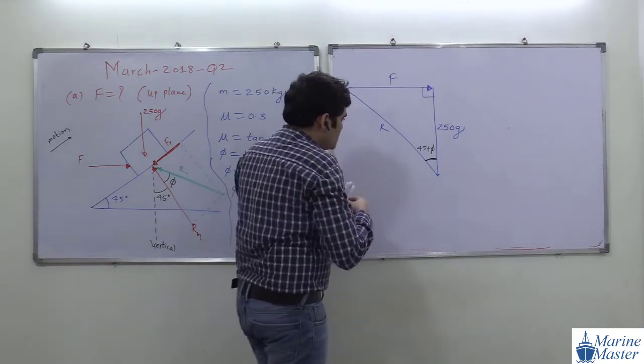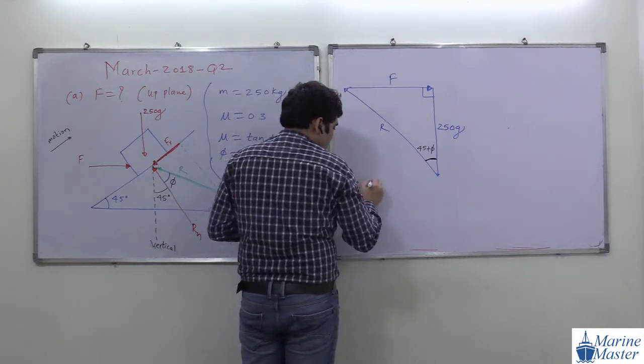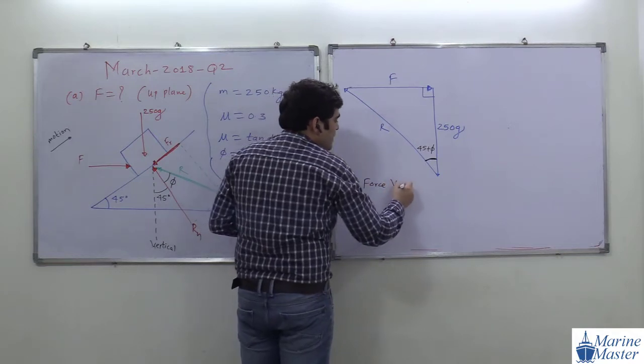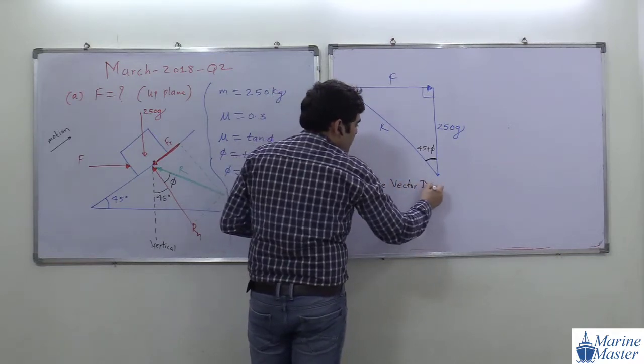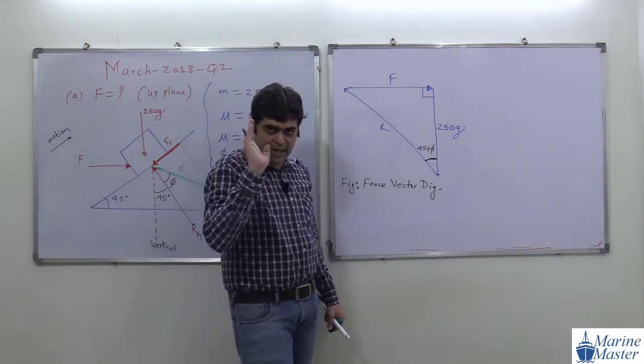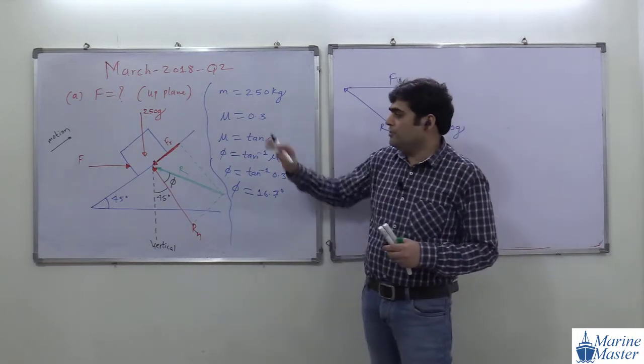And what is the name of this drawing? We will say it as a force vector diagram. Very good. Force vector diagram. Now what is our target? We have to find out the value of F to move the block up the plane.